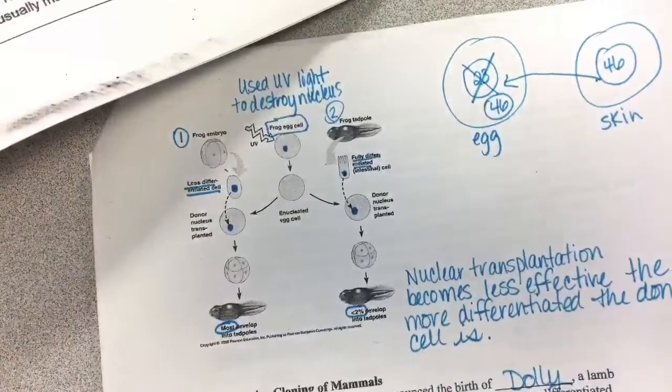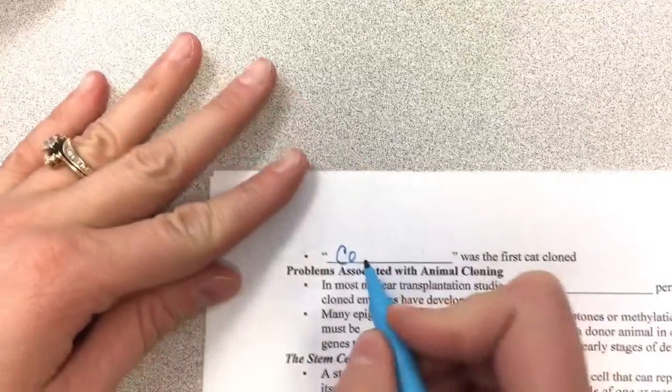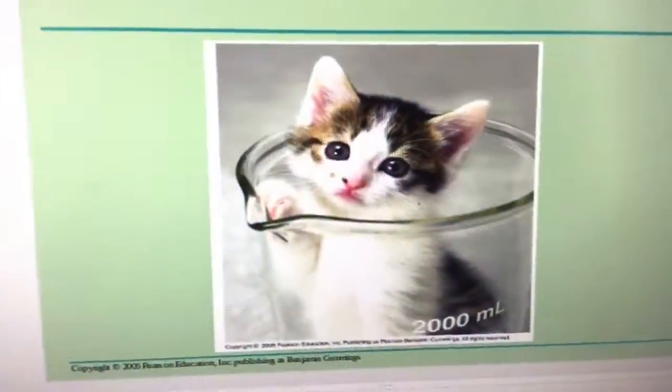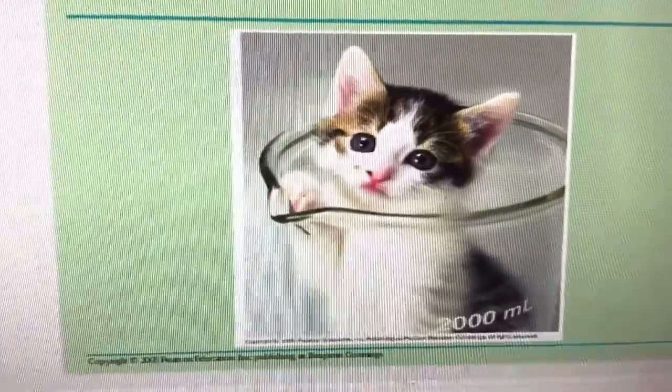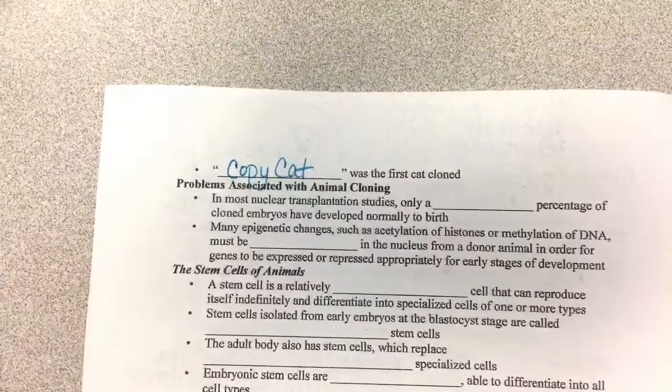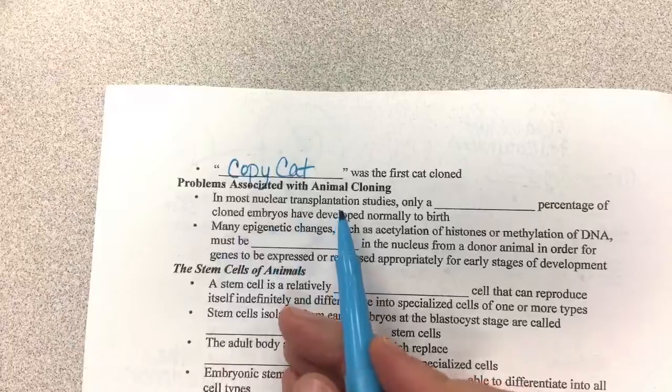All right, so let's flip it over. Copycat. I love this name. Copycat was the first cat cloned, and let me show you Copycat. Here's Copycat. Look at how cute. So Copycat is a cloned cat, obviously, and that's just another example of an animal that's cloned. So let's look at the problems associated with it.